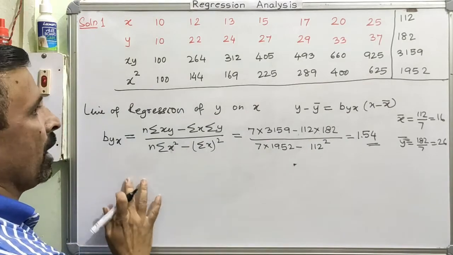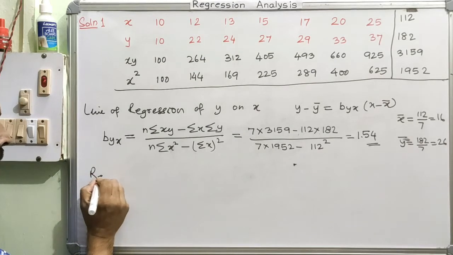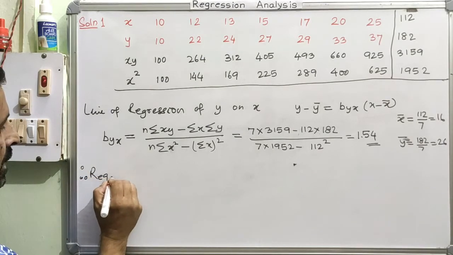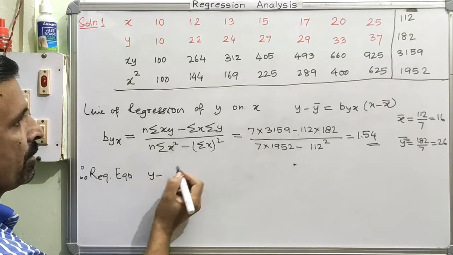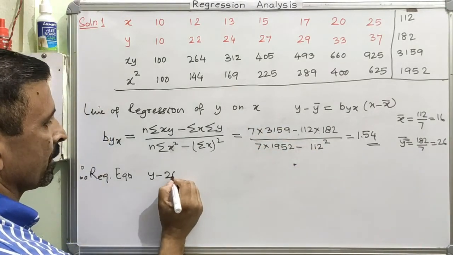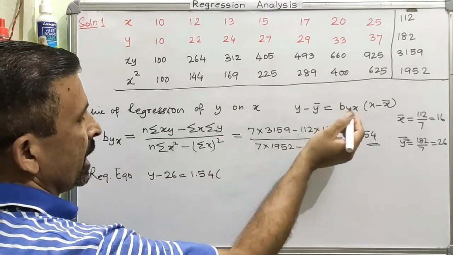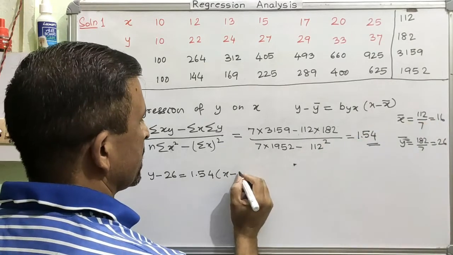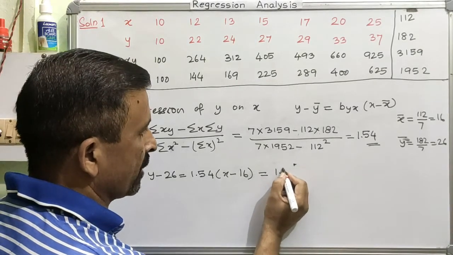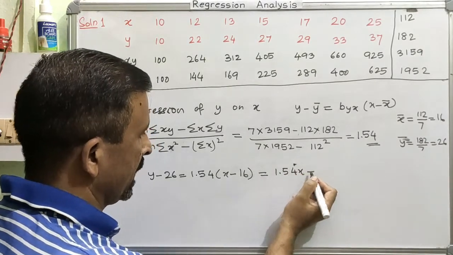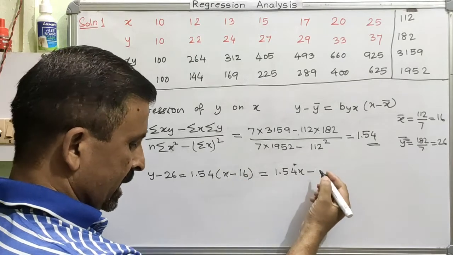Now look here, you have all the information ready for writing your equation. Clear? So therefore the required equation, or line of best fit, whatever you say: y minus y mean. Y mean is how much? 26, is equal to byx, which is 1.54, into x minus x mean, and x mean is 16, right? Now let us calculate. 1.54 into x is 1.54x. Am I very clear? Now we will multiply 1.54 into 16.